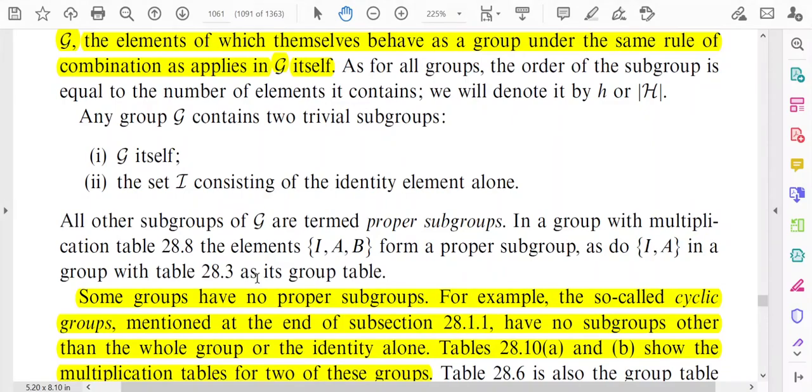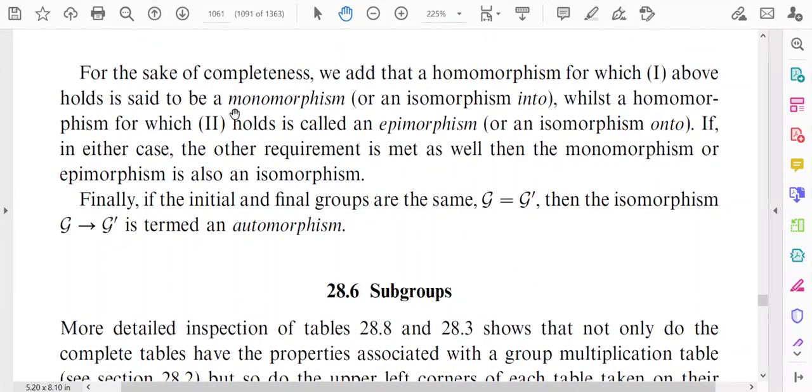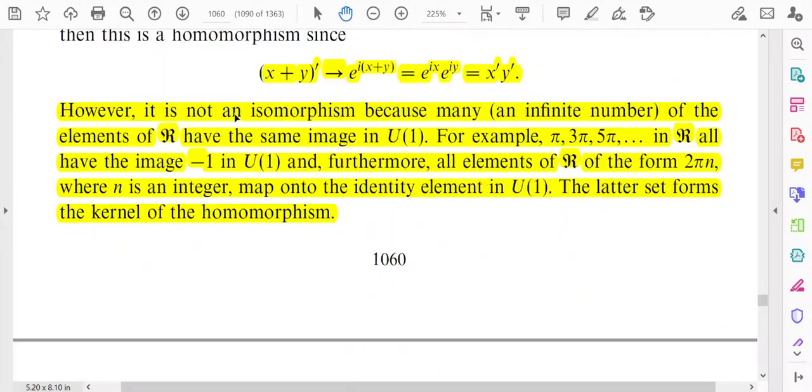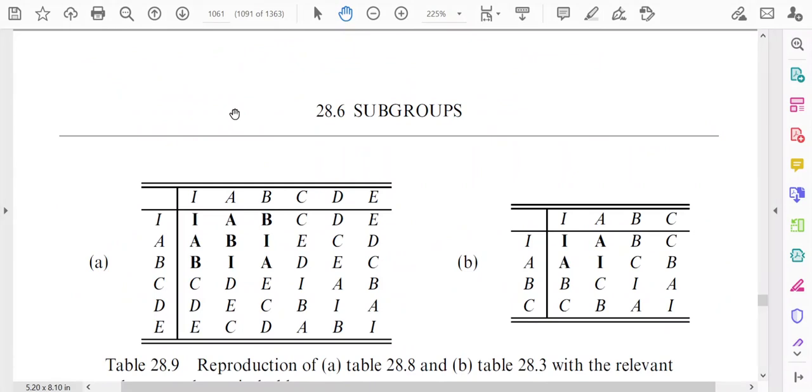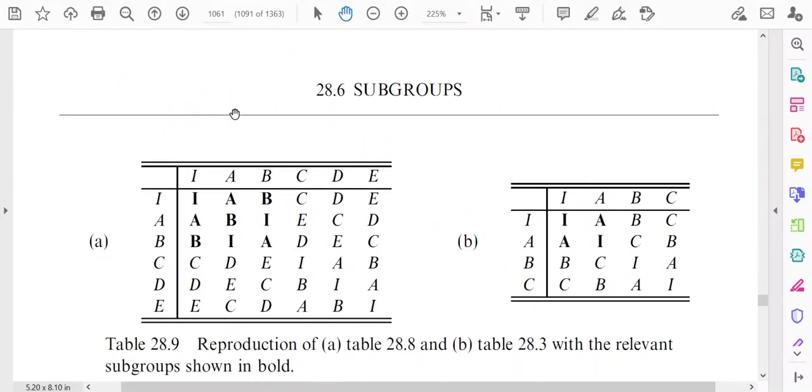So let me show you those tables again. This is one of the tables and this is another table. The elements I, A, B are an example of a proper subgroup for this particular group I, A, B, C, D, E. And for this table, the elements I and A form a proper subgroup.